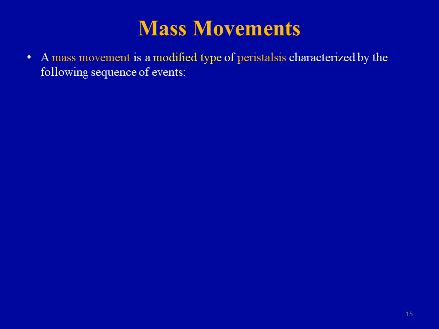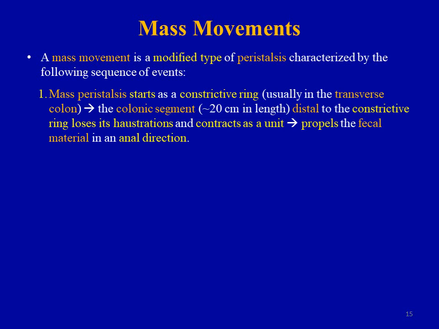The mass movement is a modified type of peristalsis characterized by the following sequence of events. Mass peristalsis starts as a constrictive ring. So circular muscles will contract, and this usually starts or happens in the transverse colon. The colonic segment, about 20 centimeter length, distal to the constrictive ring, loses its haustration and contracts as one unit.